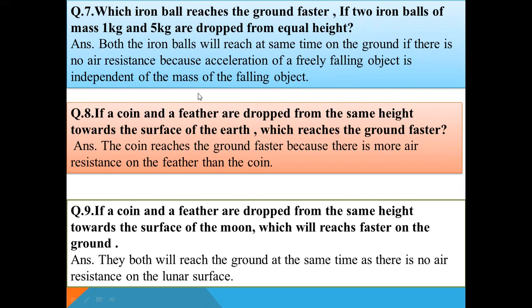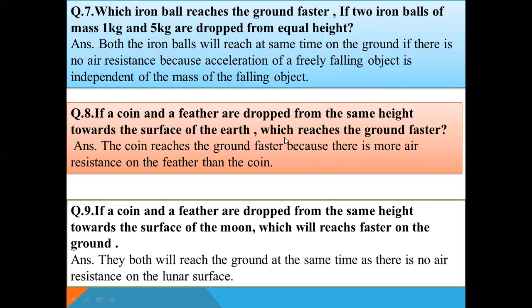Both iron balls will reach the ground at the same time if there is no air resistance, because the acceleration of a freely falling object is independent of the mass of the falling object.